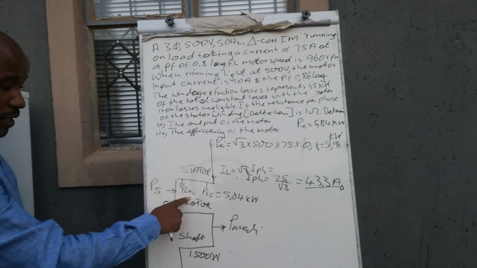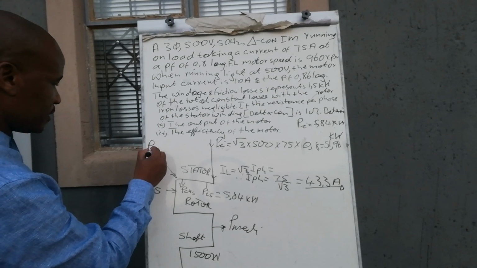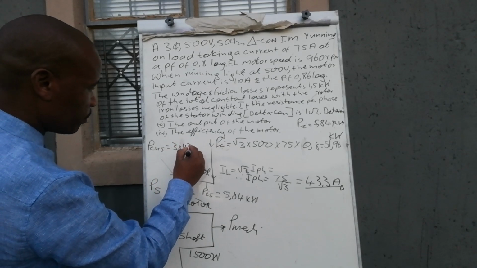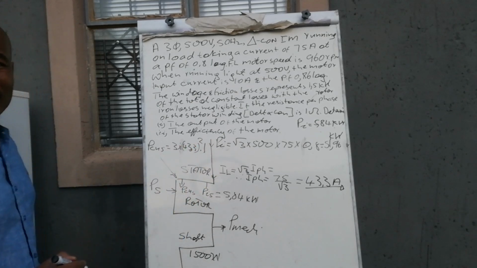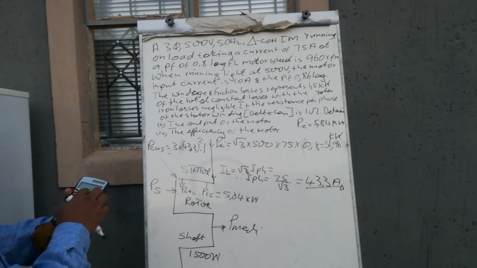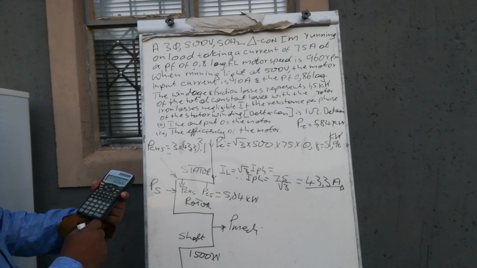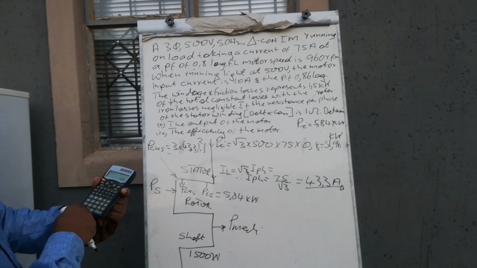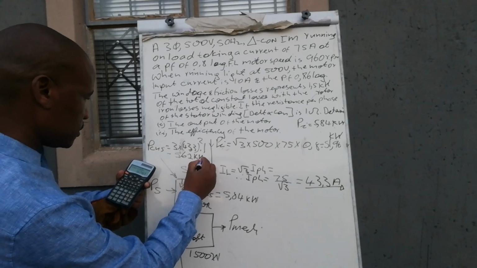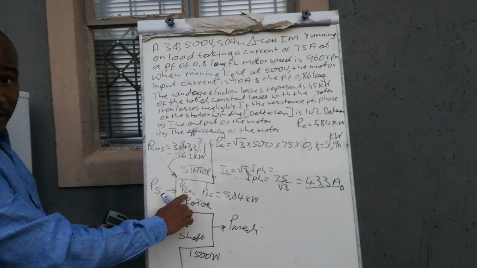Now that it enters the stator, we can calculate the stator copper losses. The stator copper losses is equal to 3 I squared R, which is 43.3 squared multiplied by 3 multiplied by the stator resistance given as 1. And it's equal to 5.62 kilowatts. The stator copper losses there is 5.62 kilowatts.